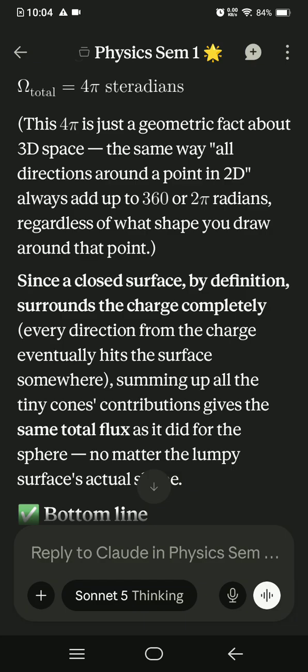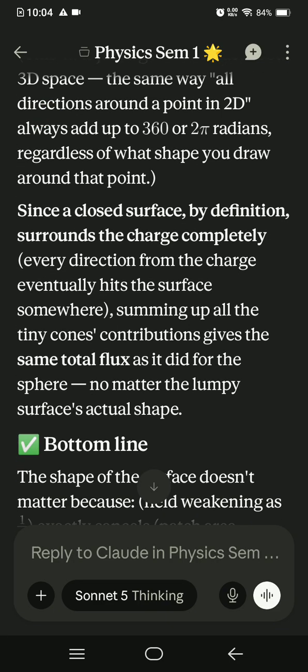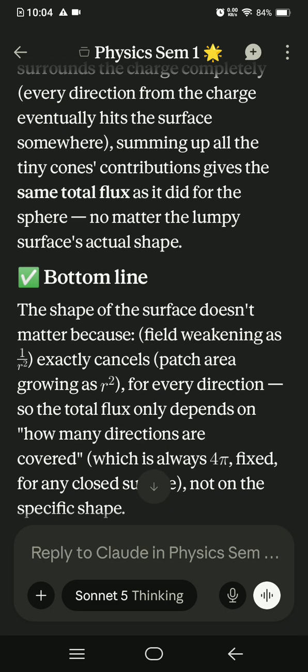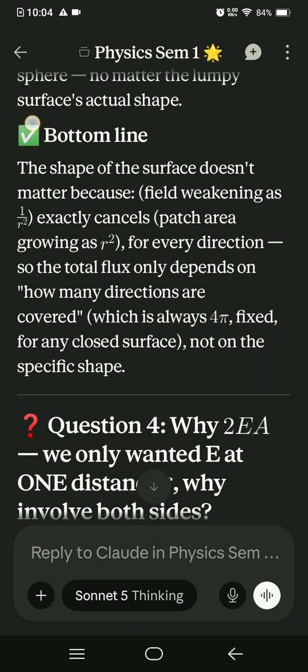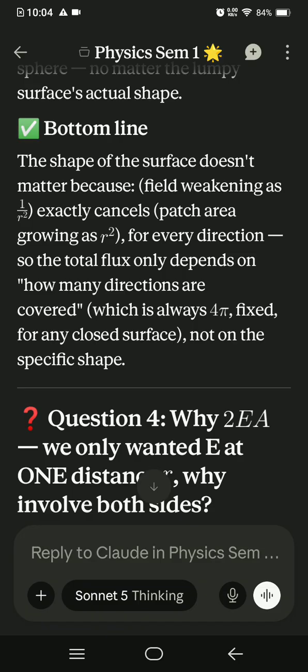Since a closed surface by definition surrounds the charge completely, every direction from the charge eventually hits the surface somewhere. Summing up all the tiny cones' contributions gives the same total flux as it did for the sphere, no matter the lumpy surface's actual shape. Bottom line: the shape of the surface doesn't matter because the field weakens as 1 by r squared and exactly cancels the patch area growing as r squared for every direction. So the total flux only depends on how many directions are covered, which is always 4 pi, fixed for any closed surface, not on the specific shape.